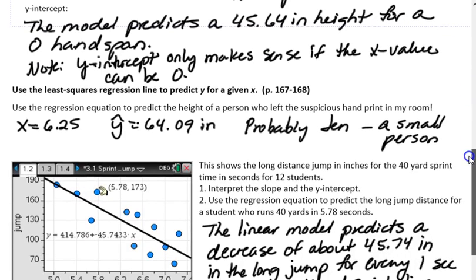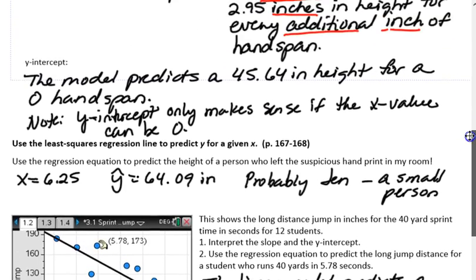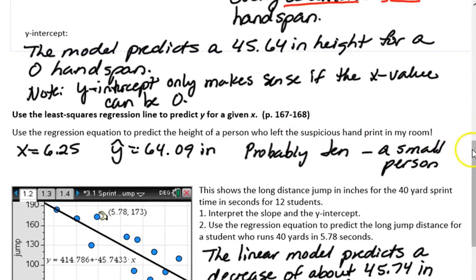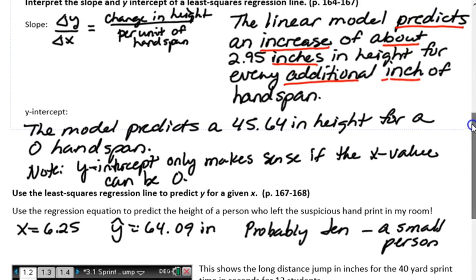Okay, now we can use the regression equation to predict the height of a person. So let's say this person who left the suspicious handprint in my room had a handprint and everybody measured it. It would turn out to be 6.25 inches.